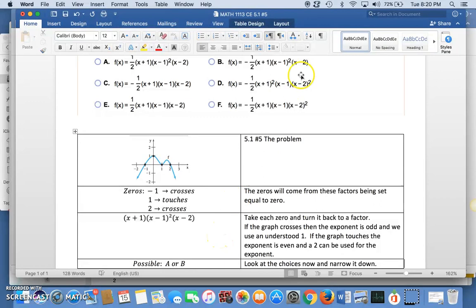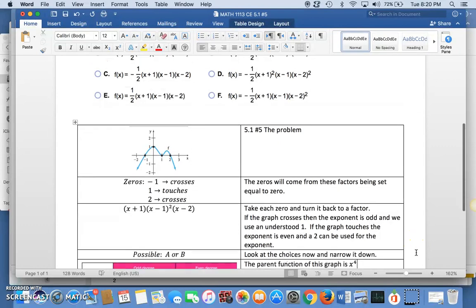So you would look at what you've got up here. You want the ones that have an x plus 1, an x minus 1 squared, and an x minus 2. If you look through, the only two that actually have that are A and B, with A having a positive 1/2 and B having a negative 1/2.